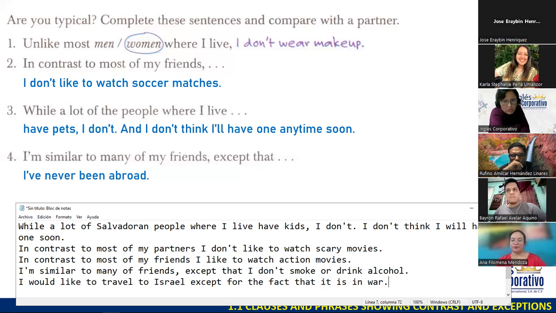But here we are talking about two different things. We're talking about a place where we would like to go. And we're talking about another situation, which is sadly, I have to say, right, that this country and, you know, the Palestinian people are in war right now. And I think the combination of ideas, to me, right, doesn't sound natural. How can we fix that? Let's see. I would like to travel to Israel. Teacher, maybe I would like to travel to Israel except for the fact that the ticket is very expensive. El viaje es muy caro. Mm-hmm.